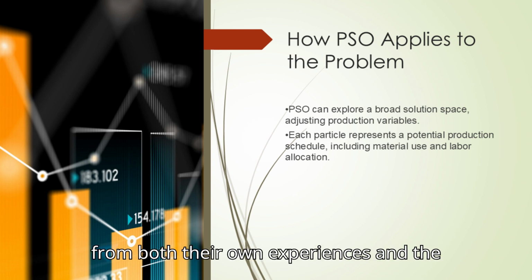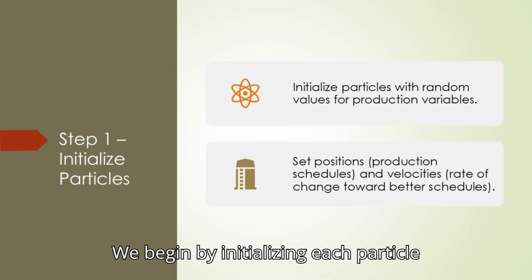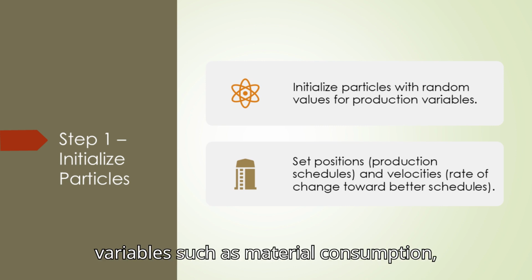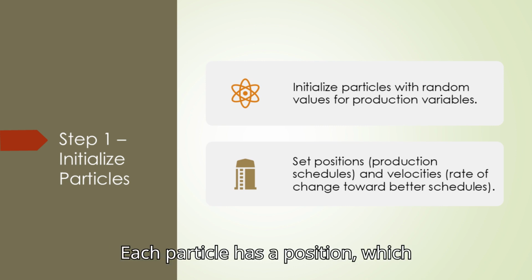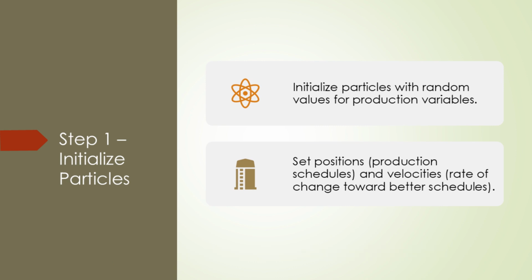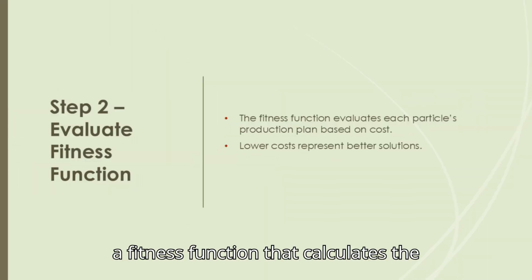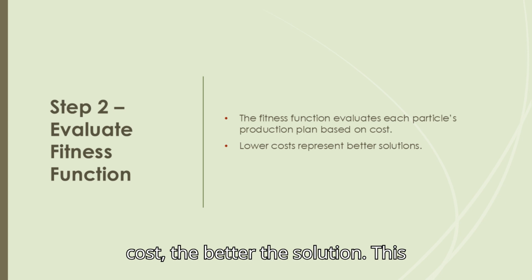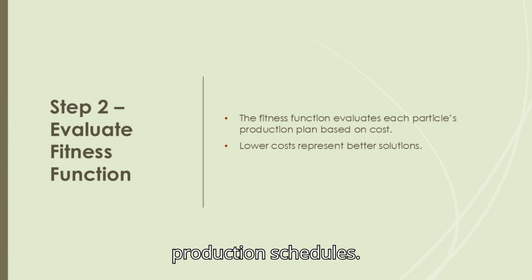These particles learn from both their own experiences and the best solutions found by the entire swarm. We begin by initializing each particle with random values for key production variables such as material consumption, labor allocation, and machine usage. Each particle has a position, which represents a current production schedule, and a velocity that guides its movement toward improved solutions. Each particle's solution is evaluated using a fitness function that calculates the total production cost. The lower the cost, the better the solution. This fitness function helps guide the particles toward more cost-efficient production schedules.